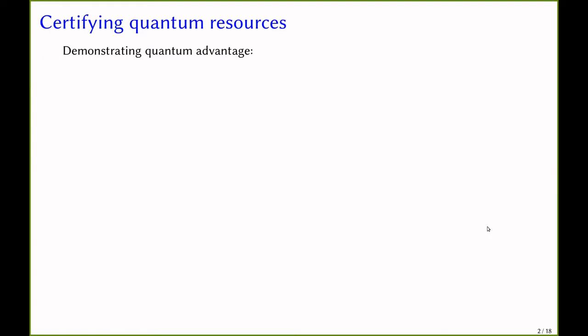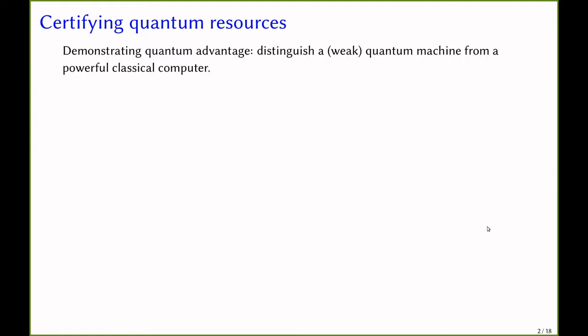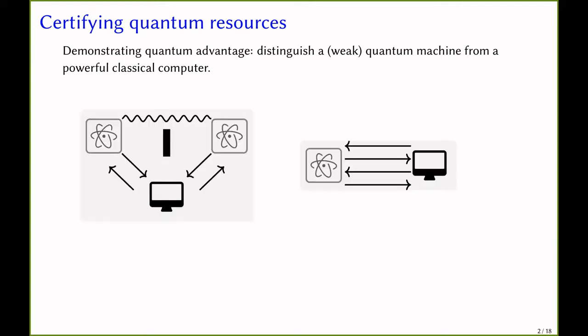So in the area of demonstrating quantum advantage, our goal is to come up with a computational task or a protocol that distinguishes a quantum machine from a powerful classical computer. A closely related problem is test of quantumness. For this problem, there are two different settings. One is to have a classical device called verifier, talking to two devices which may share entanglement with each other, but they are not allowed to communicate once the protocol starts.